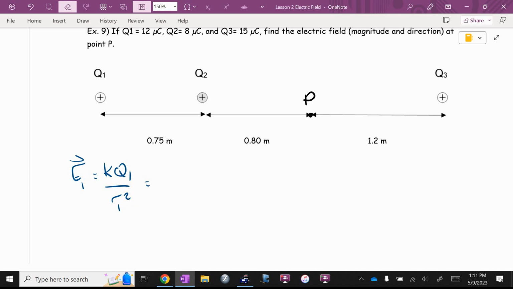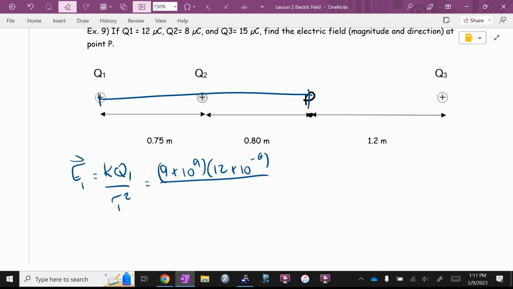Marcus, what's K? How big is Q1? 12 microcoulombs, the question said. 12 times 10 to the negative 6. How big is R1? Don't say 0.75. Don't say 0.8. How big is R1? That would be this distance right here.